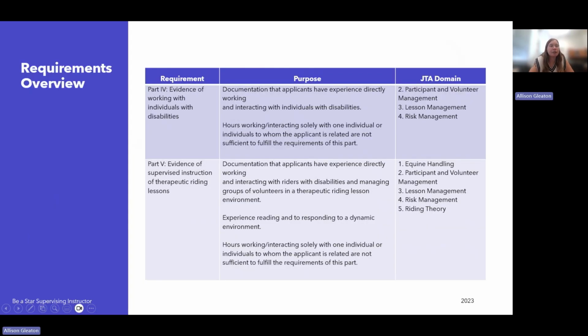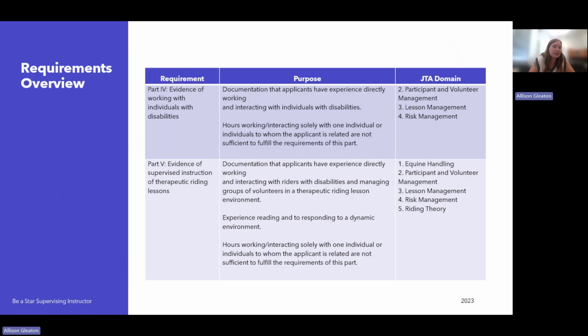Part 4, evidence of working with individuals with disabilities. The purpose of this part of the application is documentation that applicants have experience directly working and interacting with individuals with disabilities, either in a therapeutic riding setting or an outside experience. So that direct interaction, again, is very important. We want to make sure that they are interacting with those individuals.